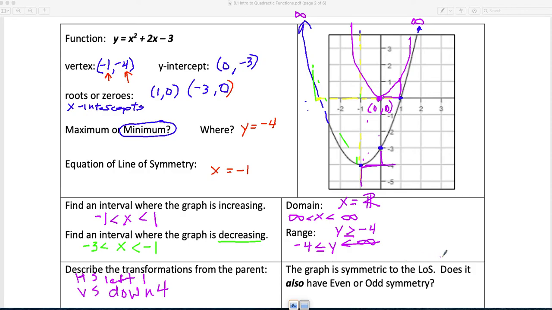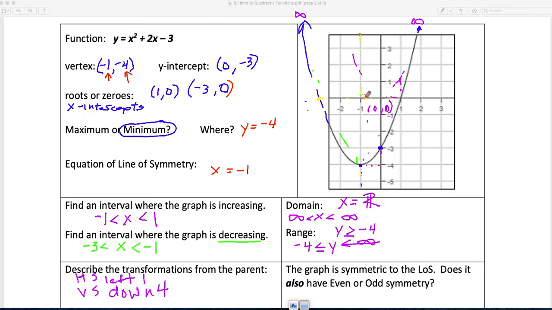All right, the graph is symmetric to the line of symmetry. I can fold this in half right down there, and this is a mirror image of that side. We know that because it has twin points. But does it also have even or odd symmetry? Okay, well, if I had even symmetry, then this graph would reflect across the y-axis. And it's pretty junked up at this point. But let's clean it up a little bit so you can see. Right now, the y-axis is right here. The line of symmetry is here, so no, it does not reflect across the y-axis.